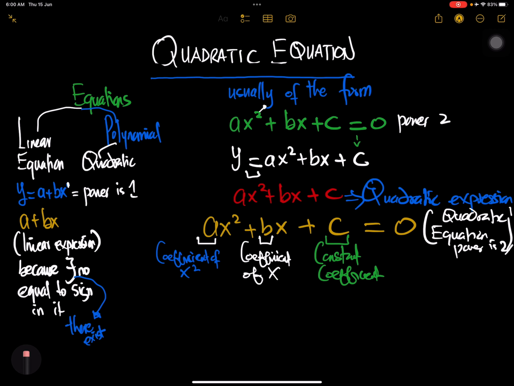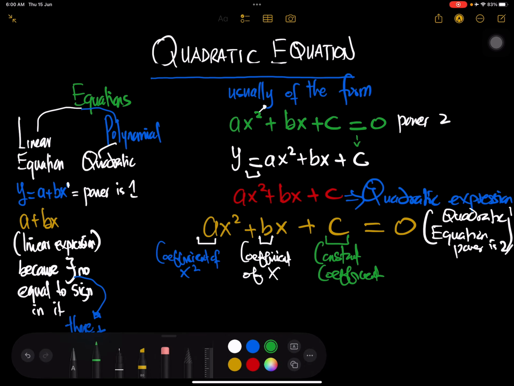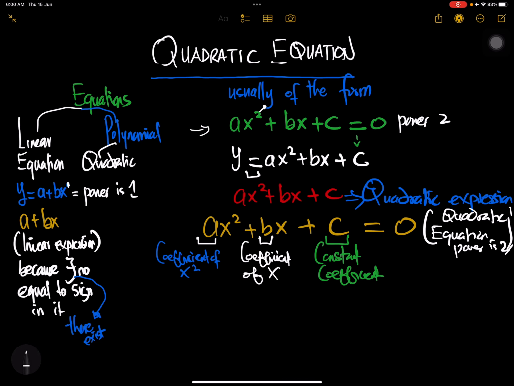So we are saying that a quadratic equation is a polynomial, and it can be written in two forms. Ax squared plus bx plus c equals 0, or it can be written as y is equal to ax squared plus bx plus c.